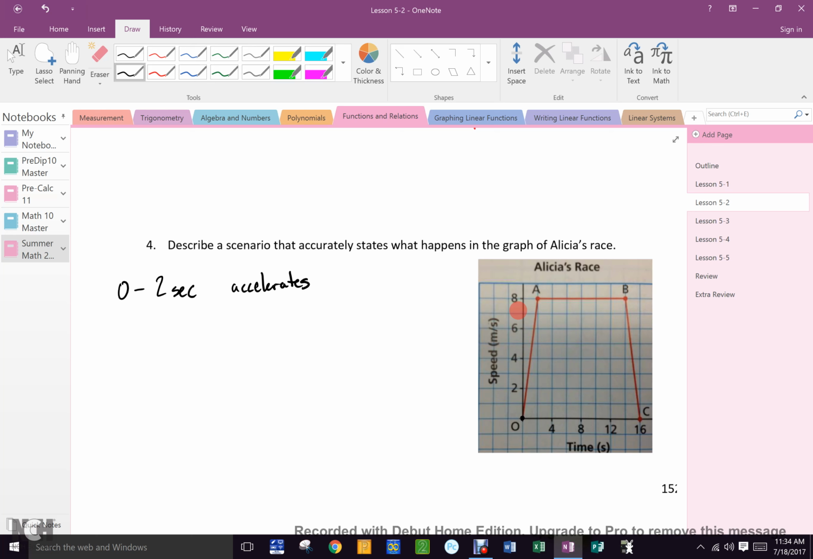All right. What happens from 2 to 14 seconds? She maintains constant speed. Now, I'm glad nobody said she stops. If this was a distance time graph, has she stopped moving? Yes, but it's not. It's speed and time. So her speed stayed at 8 meters per second.